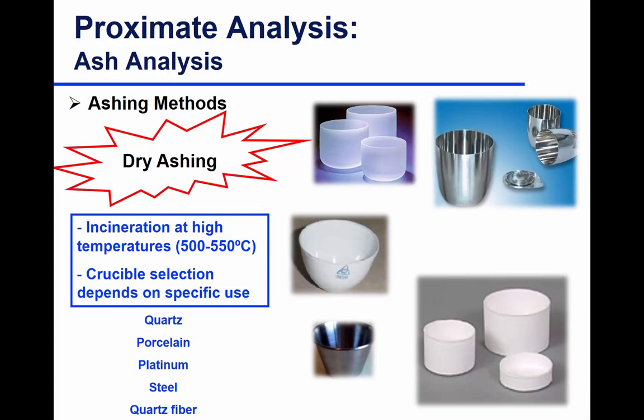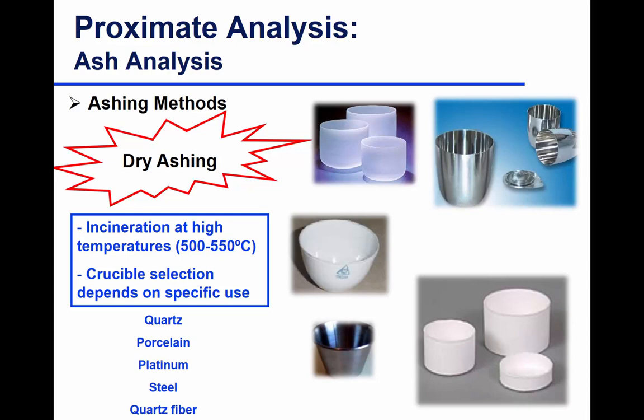Steel is very stable to acid or alkaline and to high temperatures, but the problem with steel is what? From the name, steel. Yeah, mineral contamination. So you get iron, nickel, and chromium in steel. So you usually don't want to ash in steel if you're really looking for iron content.